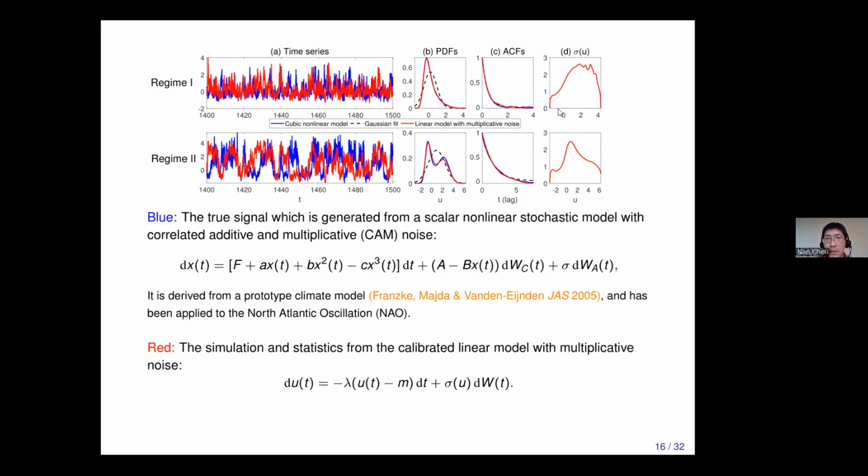And now you can see that this sigma u noise coefficient is not a constant, because if it's a constant, you'll get a Gaussian distribution. So it really depends on the state variable, this u, right? Like in the middle of this u, around 2, you have strong noise, so you can trigger extreme events. But if you are already at a large value, you cannot have a large noise. You basically will be damped back to your mean state.